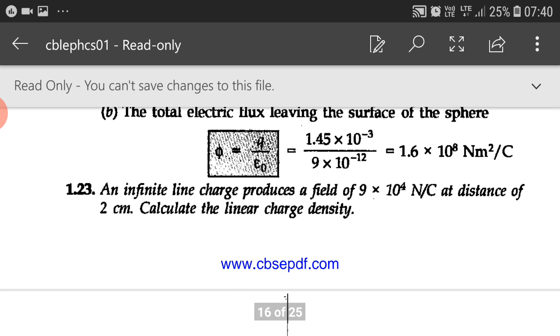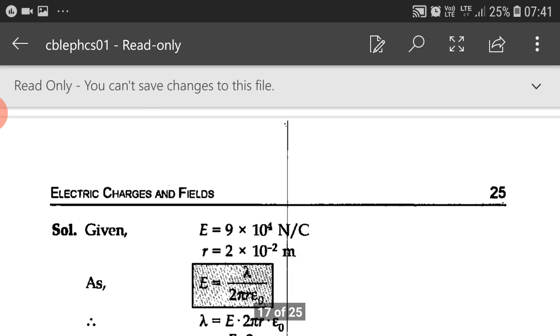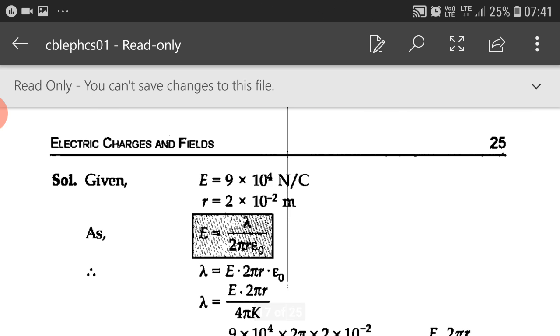Question number 23. An infinite line charge produces a field of 9 × 10^4 newtons per coulomb at a distance of 2 centimeters. Calculate the linear charge density, that is lambda is to be calculated. It is again one of the applications of Gauss's law. Now we have obtained the formula for the electric field at a point due to an infinite line charge distribution. This E came out to be 1 upon 2 pi epsilon naught into lambda by r. Lambda you have to calculate in this question.